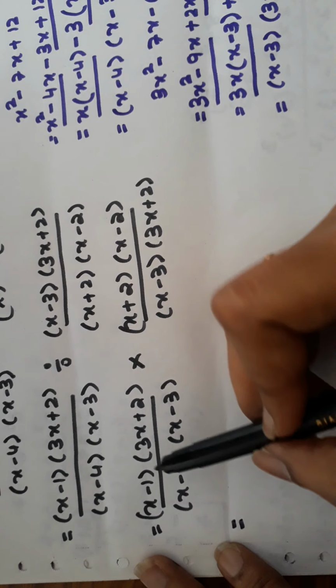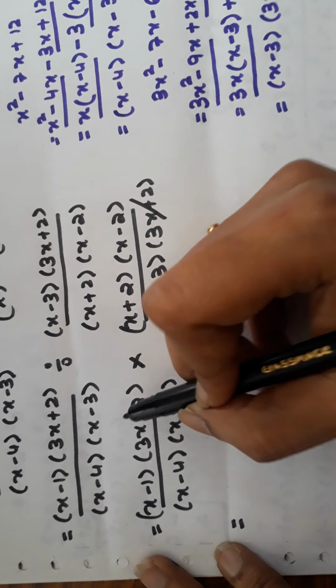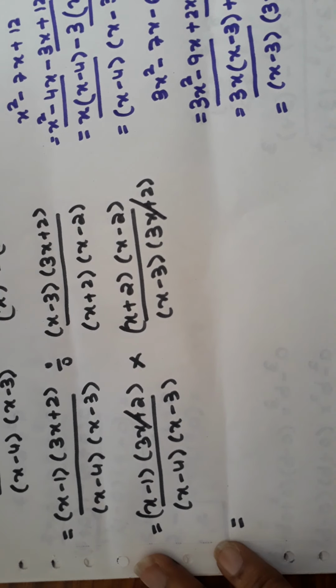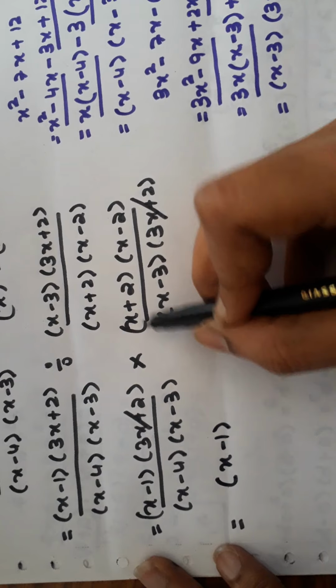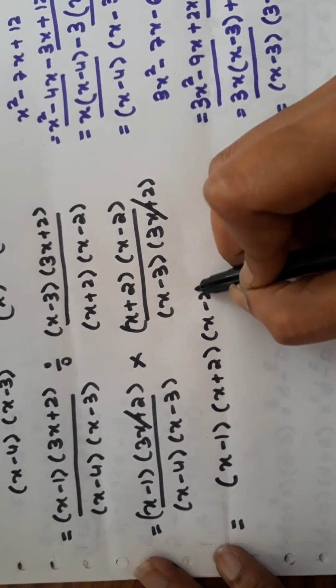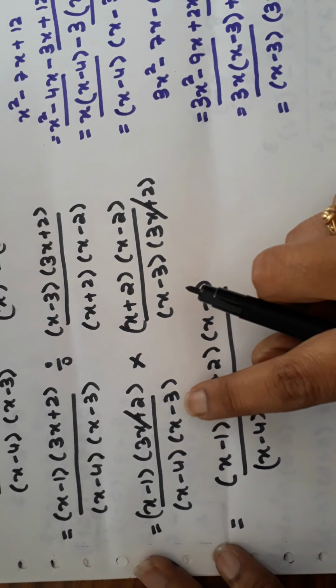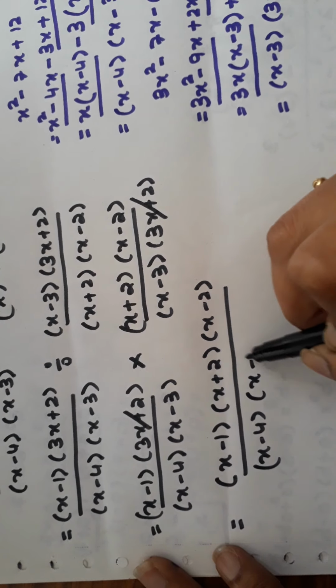Now see whether there is any common term. Cancel out. So only 3x plus 2 in the numerator and the denominator get cancelled out. Now write the remaining term x minus 1 into x plus 2 x minus 2. You are multiplying upon x minus 4, x minus 3 into x minus 3.